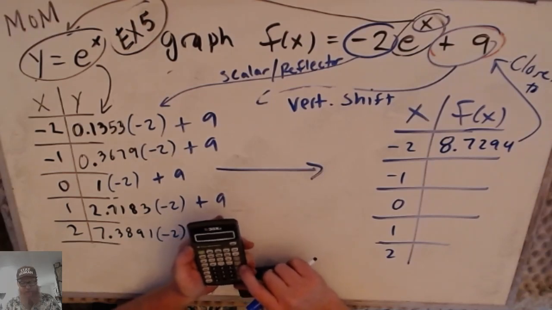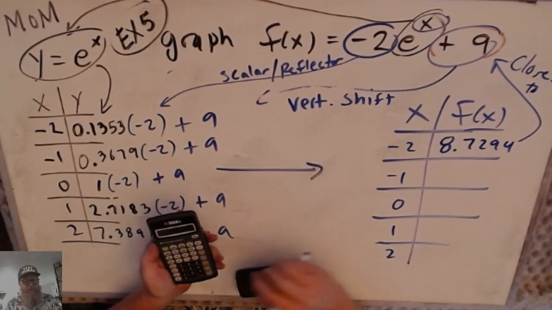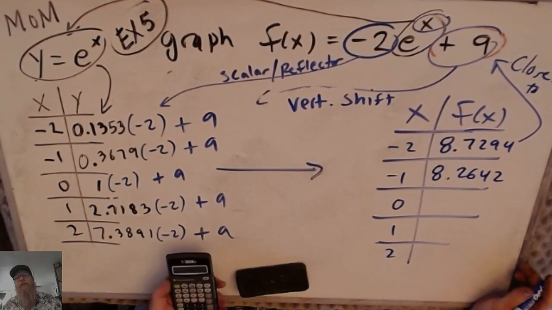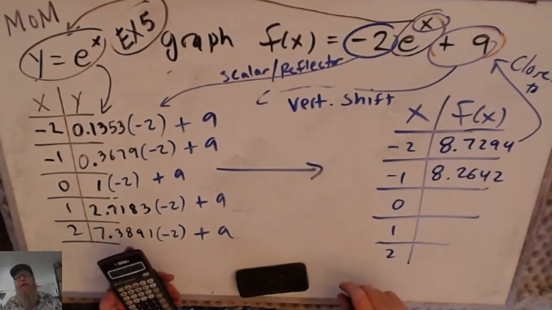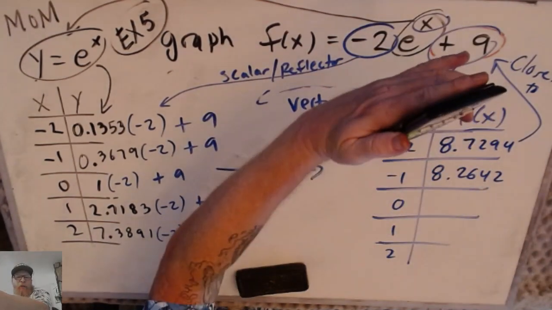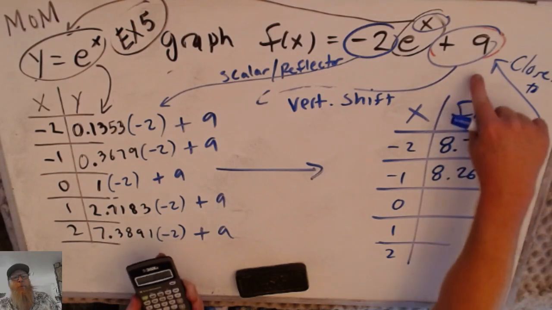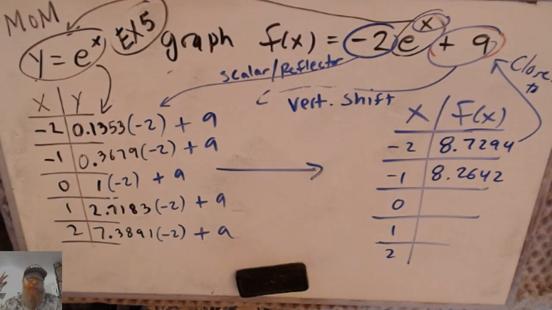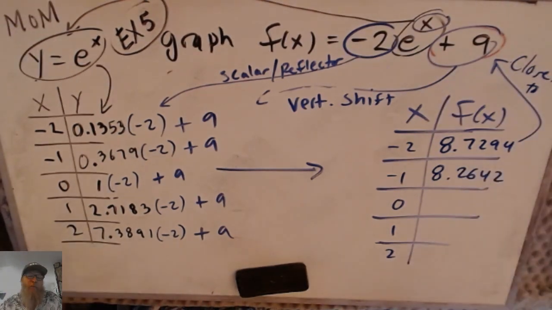0.3679 times -2, and then plus 9. Again, I get a number that's kind of close to 9. It's 8 point something. It's getting closer and closer to 9. If I had a giant grid, with hundreds of rows, I would get 8.7, 8.8, 8.9, 8.99, 8.99999. You would literally see it approaching 9. For my table, you just have to imagine that it's getting close to 9. 8.7 is pretty close.